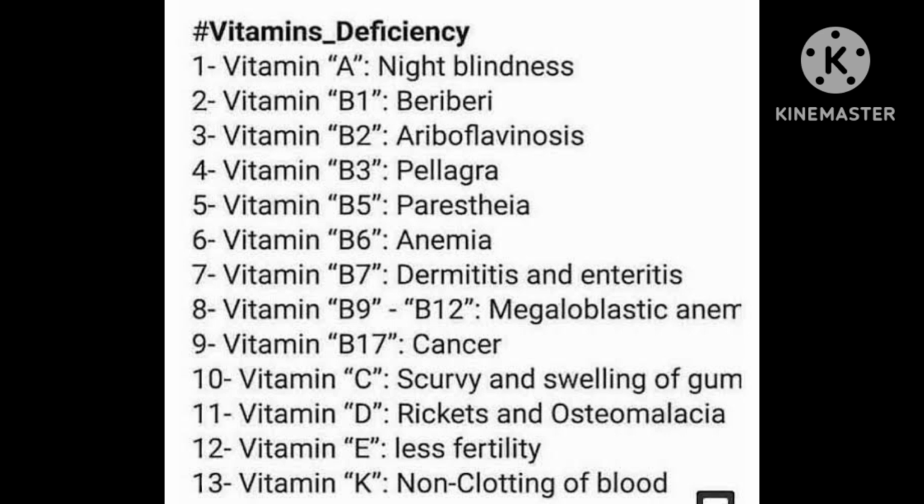Now come to vitamin C. I told you vitamin B means B1, B2, B6, B12, four of them. Vitamin C is also called ascorbic acid. What is its source? Its main sources are citrus fruits, amla, and green leafy vegetables. Again, citrus fruits, amla, and green leafy vegetables.